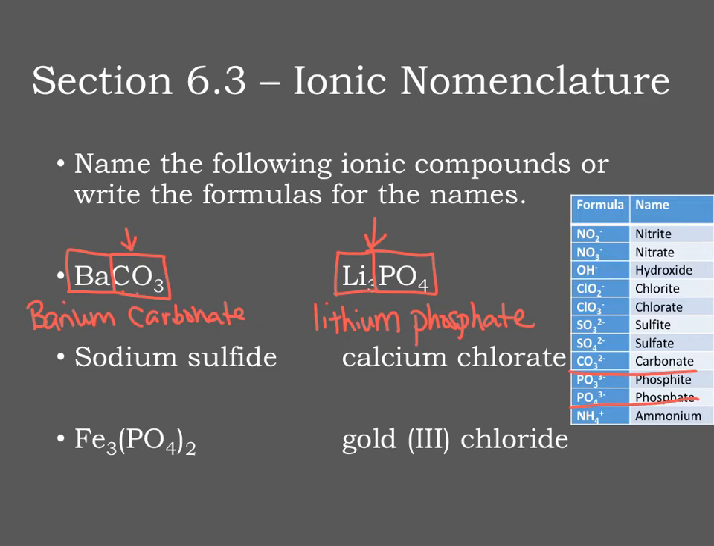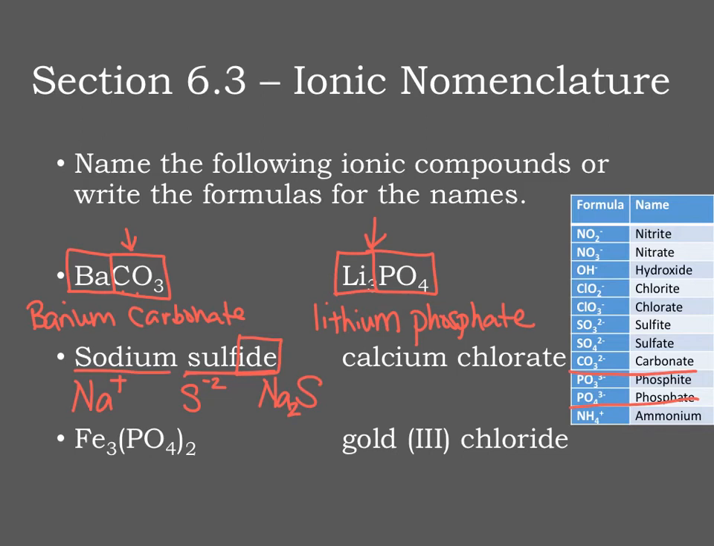Going the other direction, name to formula. Here I have sodium, which I know is Na, group 1, +1 charge. Sulfide, remember IDE means I'm using the element from the periodic table, which is just S. S is in group 6, so it's a -2. So put those together. We're going to need 2 sodiums for every 1 sulfide ion.